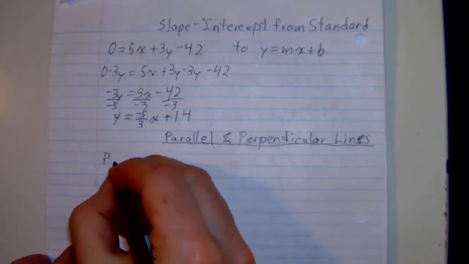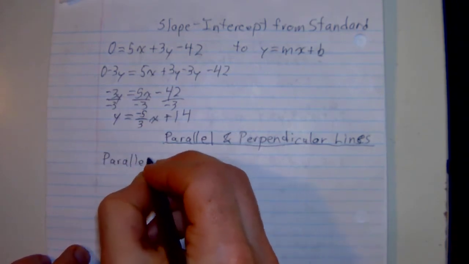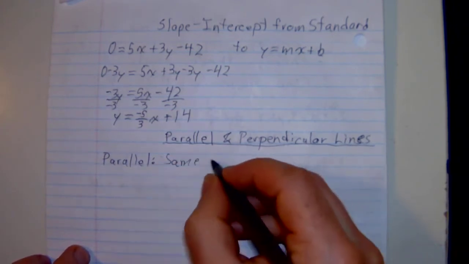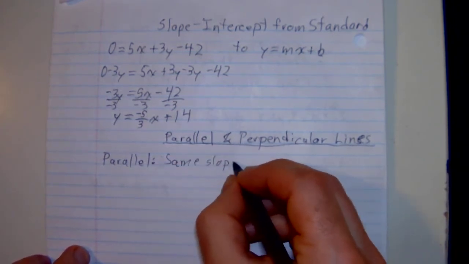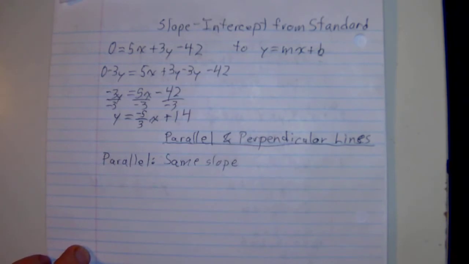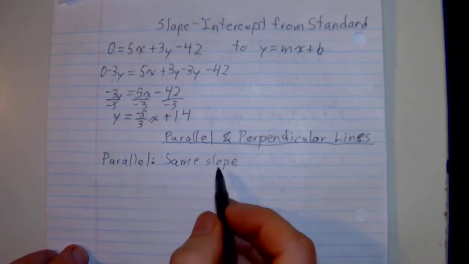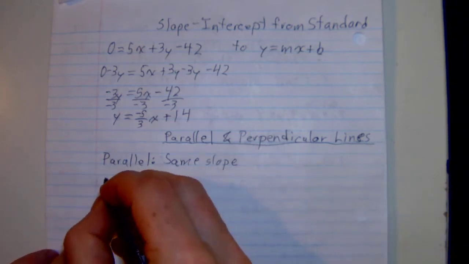So parallel lines, same slope. So if one line has a slope of 5 and the other line has a slope of 5, those two lines are parallel. If one line has a slope of negative 3/17 and the other line has a slope of negative 3/17, they're parallel. If you have two lines and one of them has a slope of 7, the other one, parallel to it, will have a slope of 7.